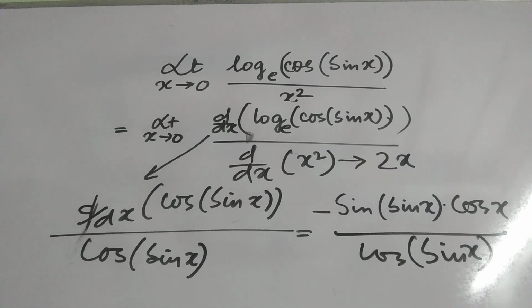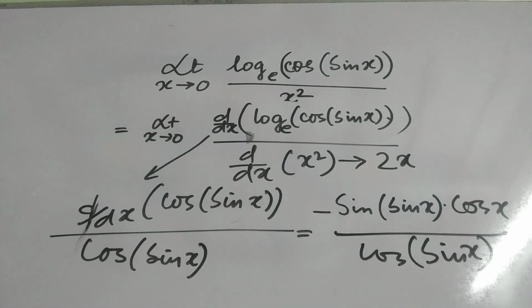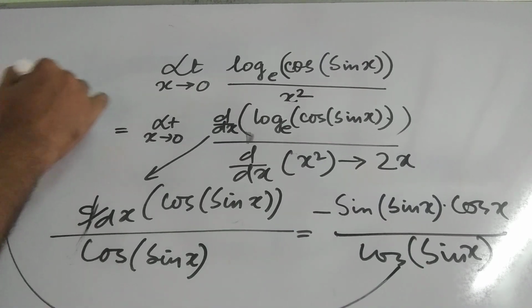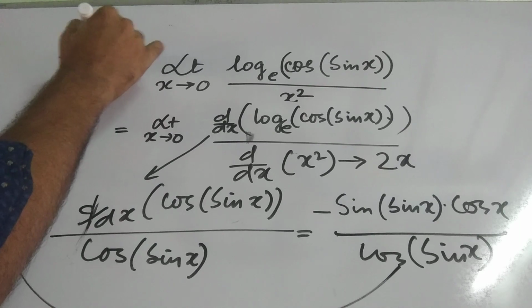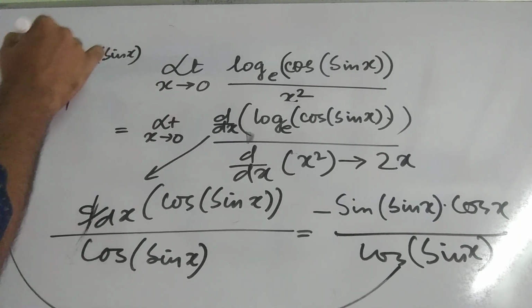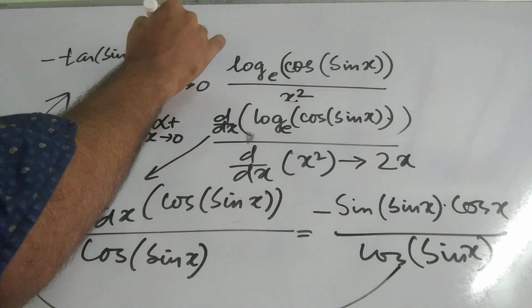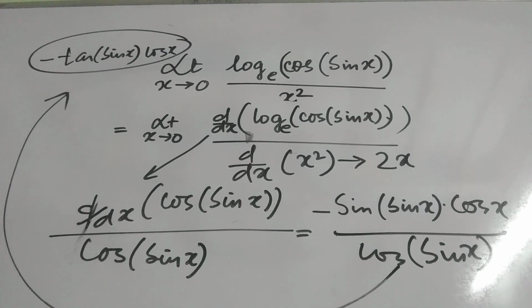So in short, what I can write is sin of sin x divided by cos of sin x is tan of sin x. So it can be further written as tan of sin x, there will be a minus sign, into cos x. So this is the value of the derivative of the numerator. So let us start now.